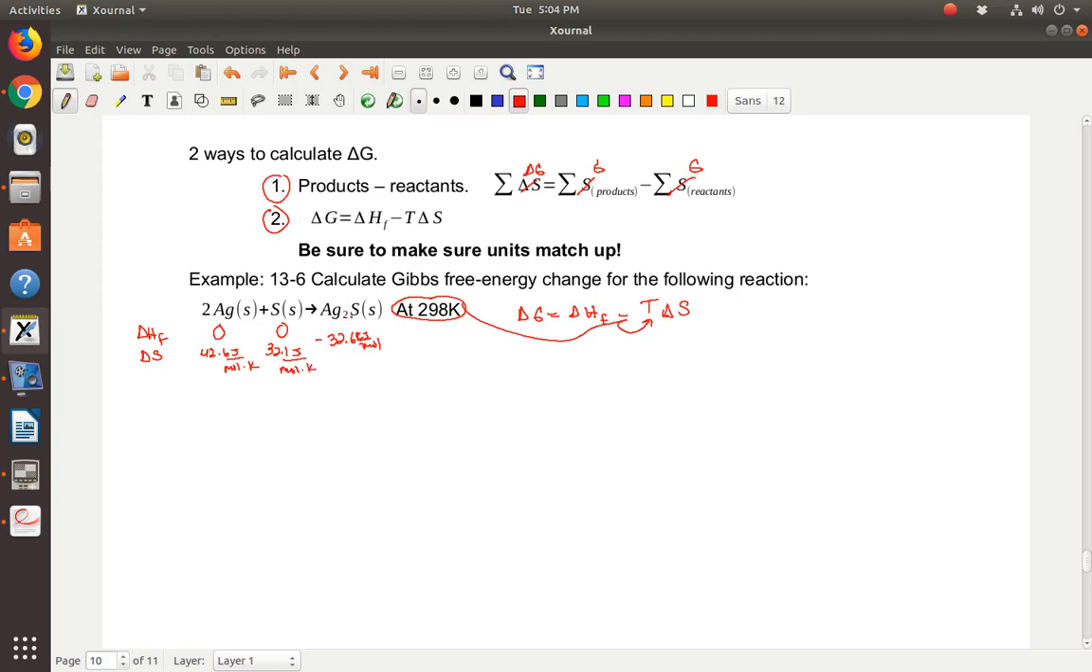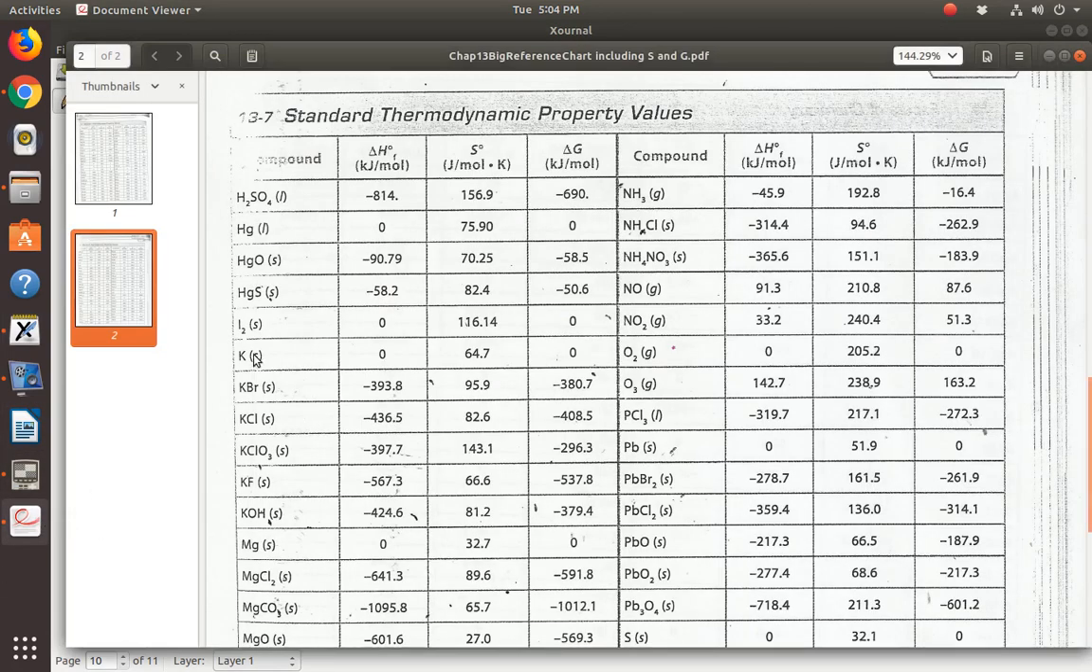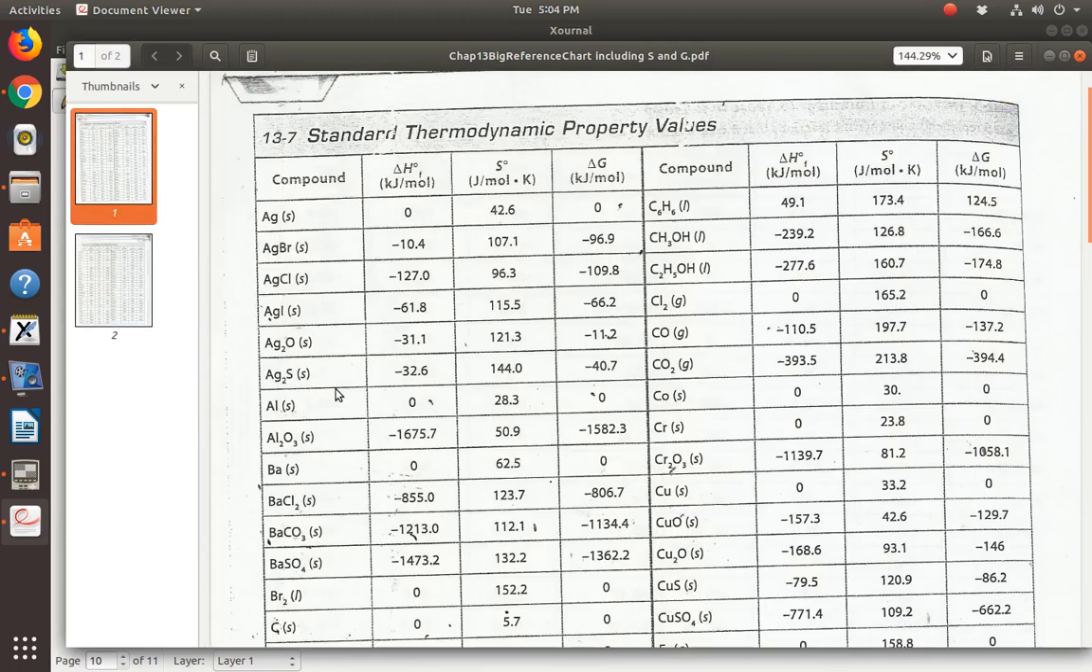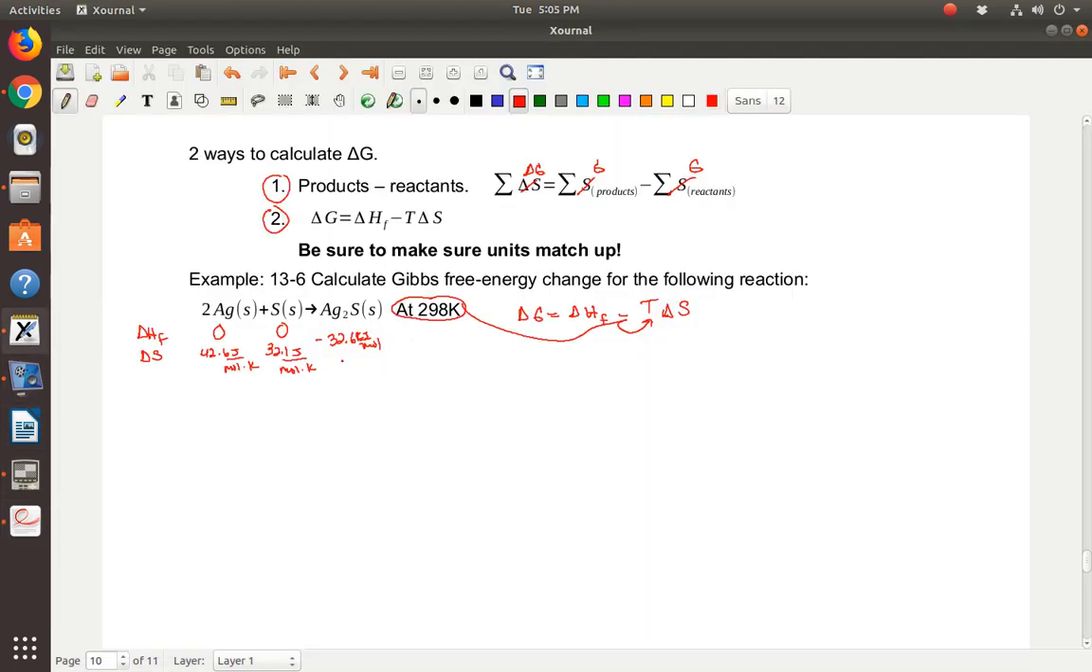And then for Ag2S, we got to look that one up. Ag2S, there it is, and it's 144.0 joules per mole Kelvin. All right, so that's the value. So you need two sets of values.